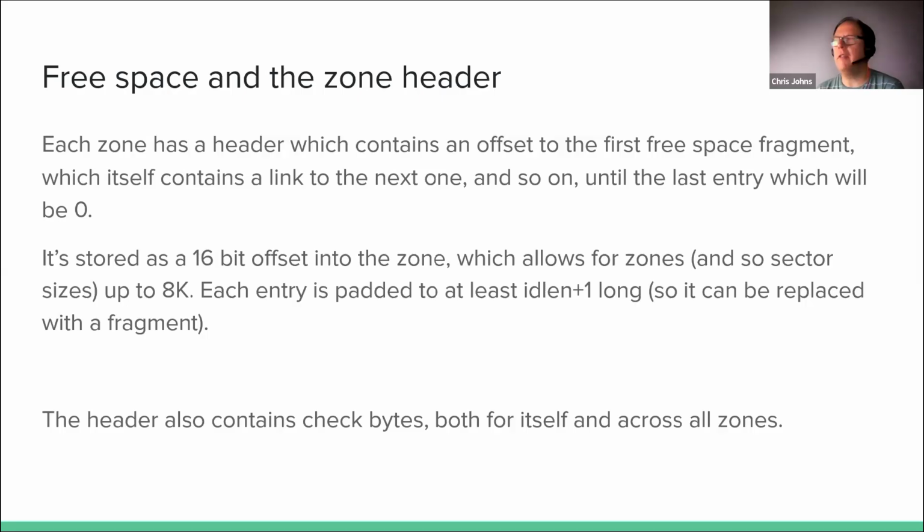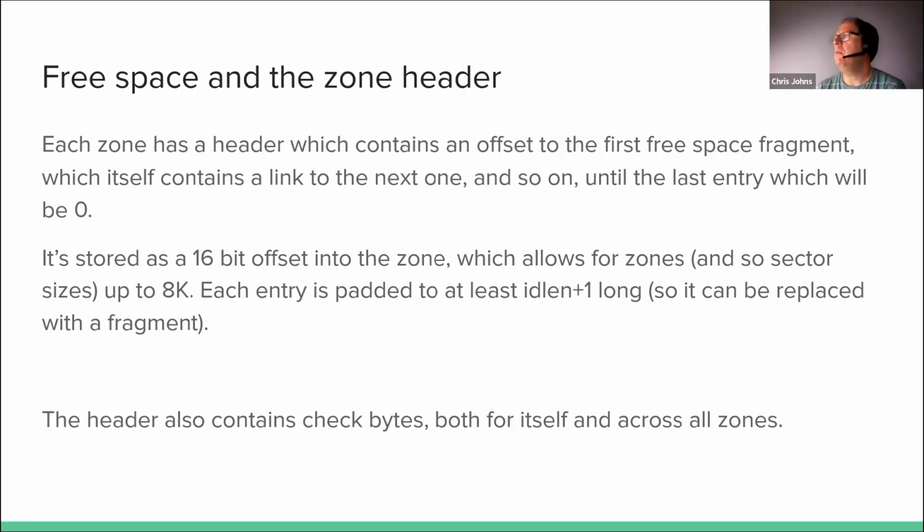So yeah, each entry in the list contains a link to the next one, and it's done by saying the next one is at this many bytes offset from where we are. That actually includes the one in the header. So the one in the header tells you how far in the zone you have to go to get the first bit of free space. That's how far to go to the next bit of free space, and so on till the end.